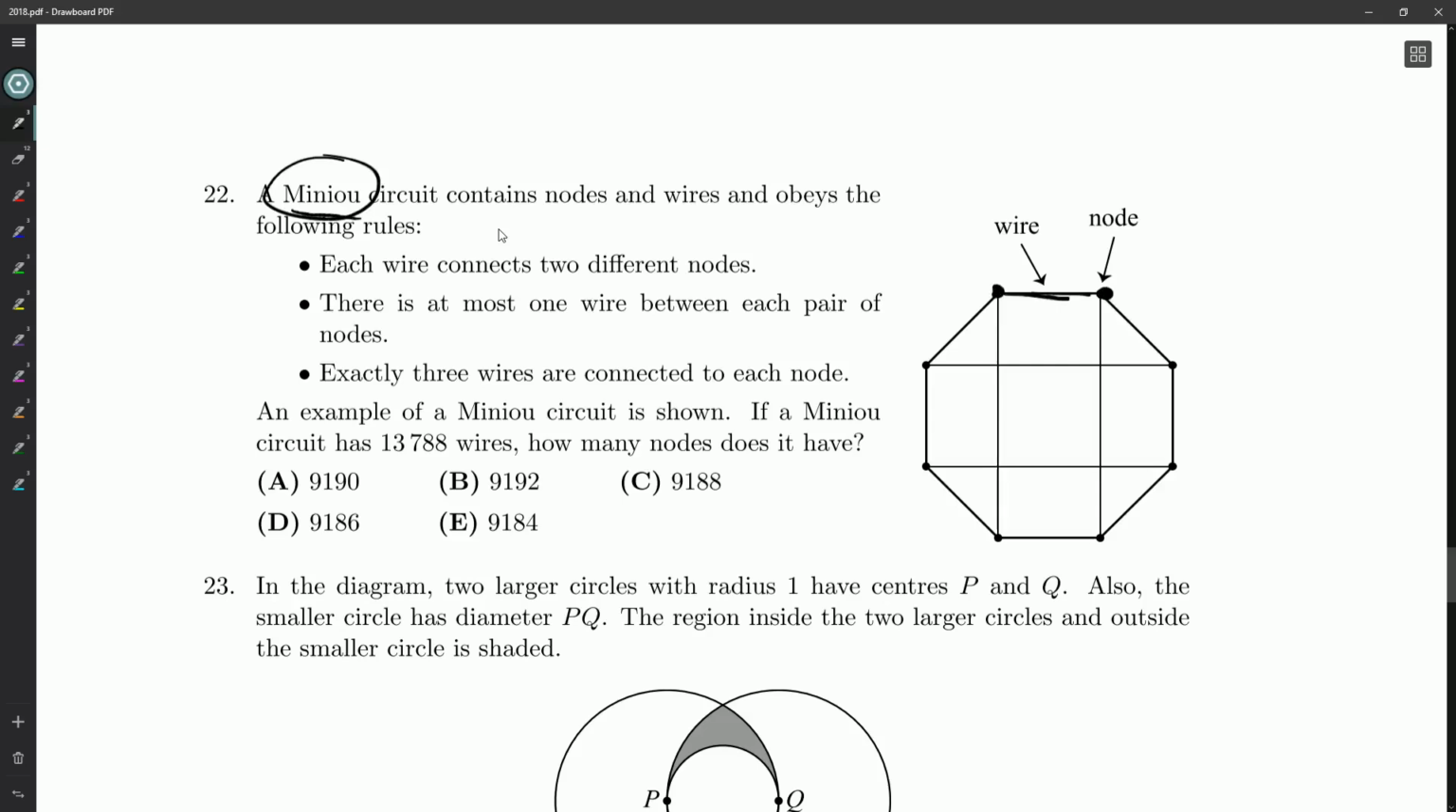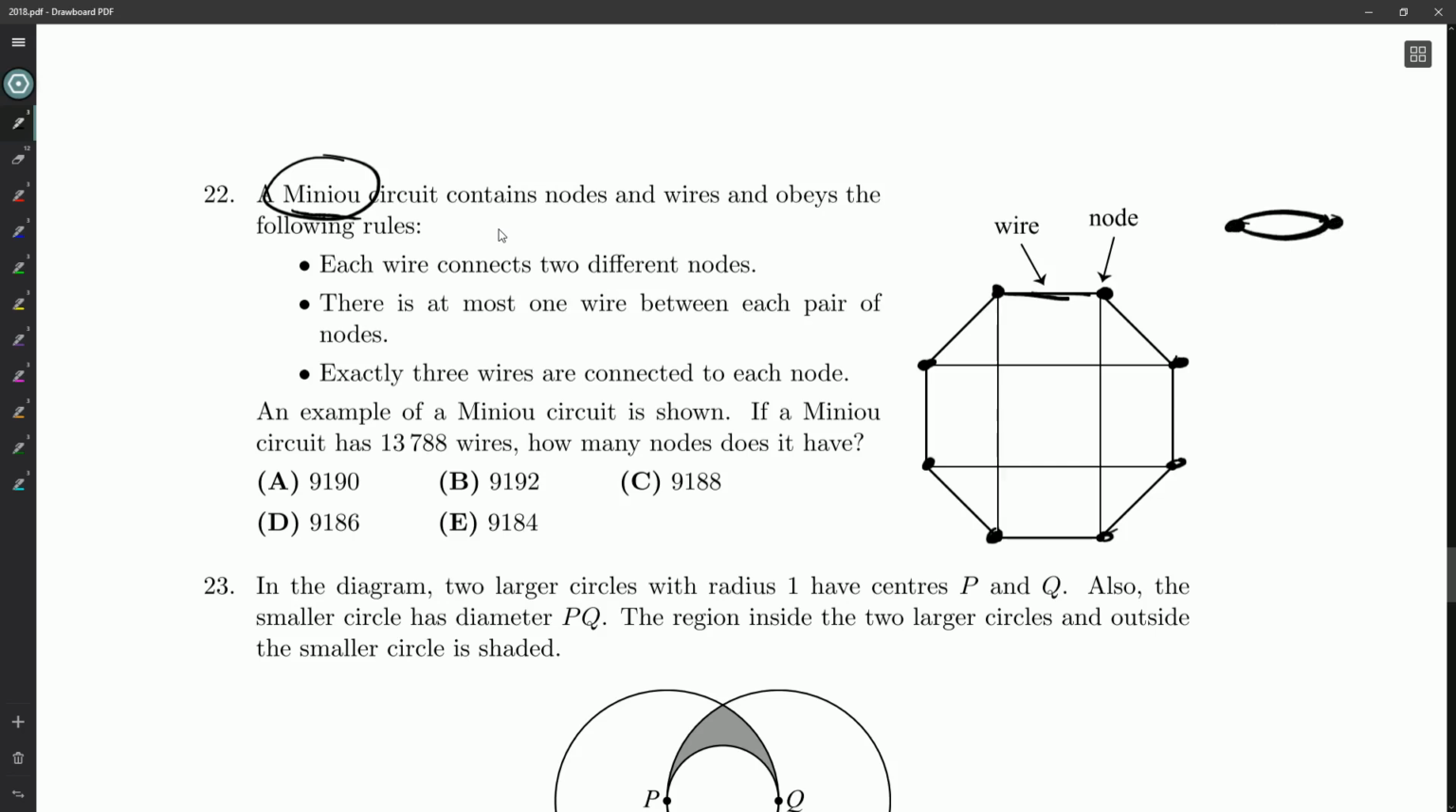I guess the dots here are nodes, and so we sort of have an octagon where some of the opposite sides are connected. There is at most one wire between each pair of nodes, so we're never going to get something like this. Exactly 3 wires are connected to each node. If you know any graph theory, I believe this technically means it's a 3-regular graph, but I don't know that we'll necessarily need that.